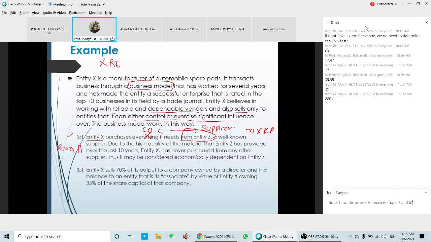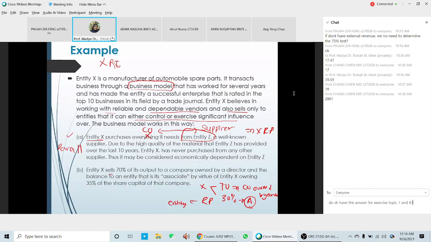Okay, the next one. X sells 70% of its output to a company owned by a director, and the balance to an entity that is an associate. So X sells 70% to the company owned by its director. Then another 30% is sold to an associate. So X with this associate here is a related party, because this is an associate. So you need to refer back to the definition of related party. This one is a related party with the entity.